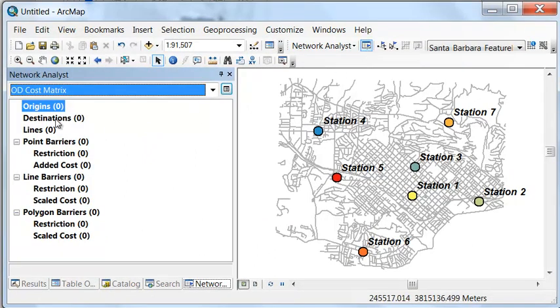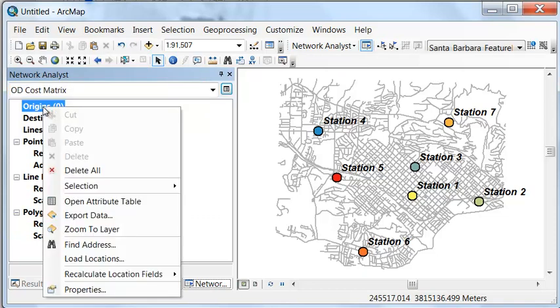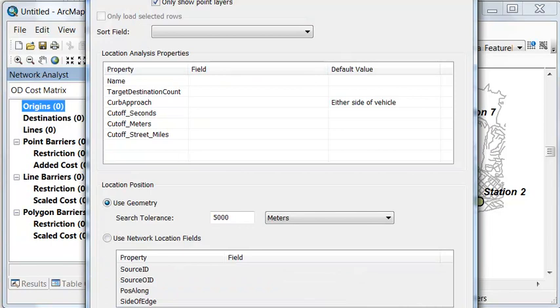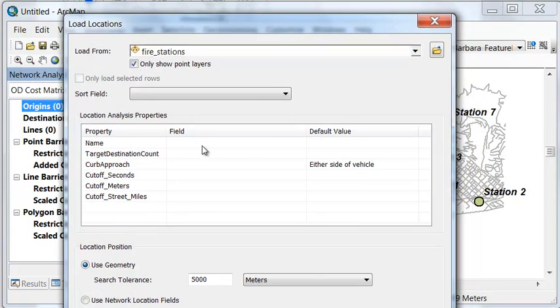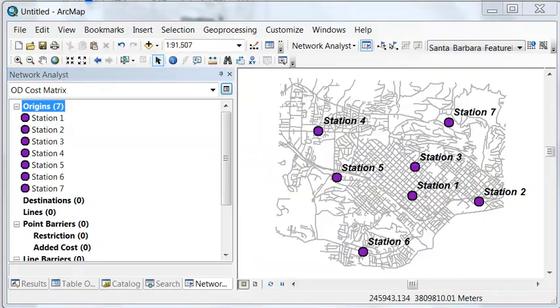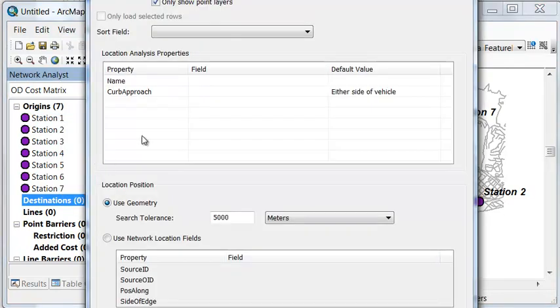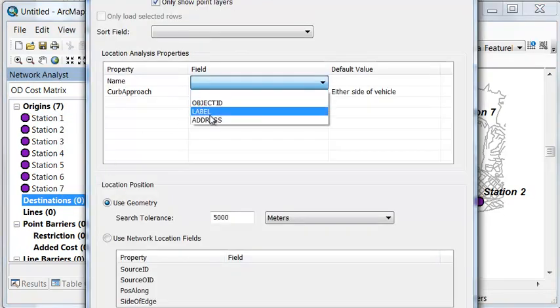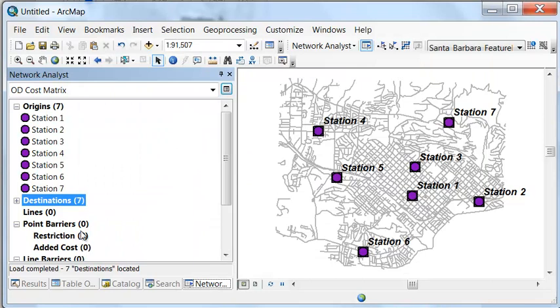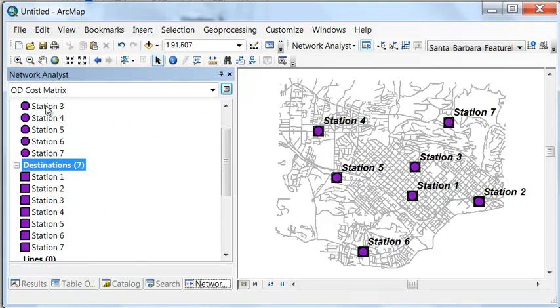So what we will do is load our origins as our fire stations. So load locations from our fire stations, and we'll use the label as our name property. And then we do the same thing for our destinations. We'll load our fire stations as our destinations. So we have our origins and we have our destinations.